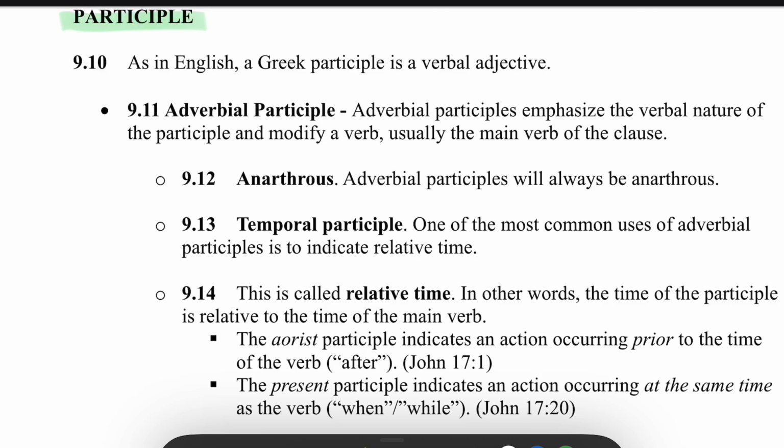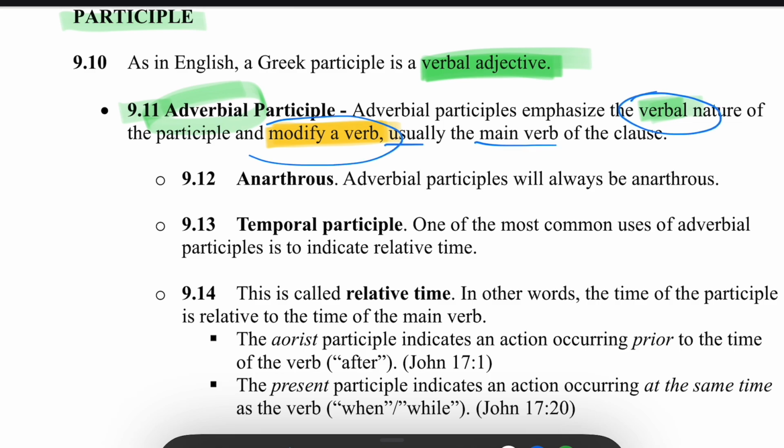Coming on to participles. As in English, a Greek participle is a verbal adjective. So in 9.11, Mounts talks about the adverbial participle. And the adverbial participles emphasize the verbal nature of the participle, and they modify a verb. And then usually it's the main verb of the clause. So it's going to be really emphasizing the verbal nature, and it's going to be modifying a verb.